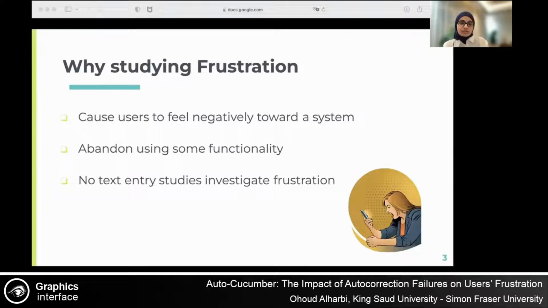So why are we studying frustration? A frustrating interaction with a computing device can cause users to feel negative emotion toward the system and potentially abandon using some functionality. Then they might not be aware of how much the system has improved and keeps improving due to continuous usage or system updates. Also, there are no text entry studies that investigate the effect of failing autocorrection on user frustration and emotions.